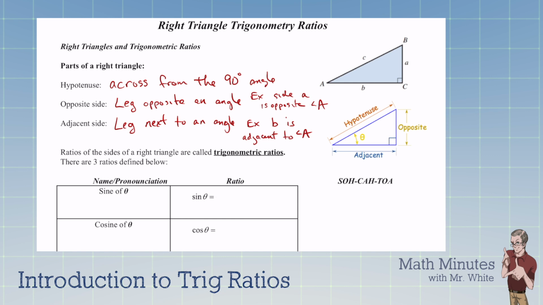Now, ratios of the sides of a right triangle are called trig ratios, trigonometric ratios. Now, ratios don't have units. They are simply a fraction, a ratio of two sides. So there are 3 ratios that I'm going to go through here today. There's actually 6 ratios, but I just wanted to keep it a little simpler, and let's stick to the primary ratios, which are sine, cosine, and tangent.